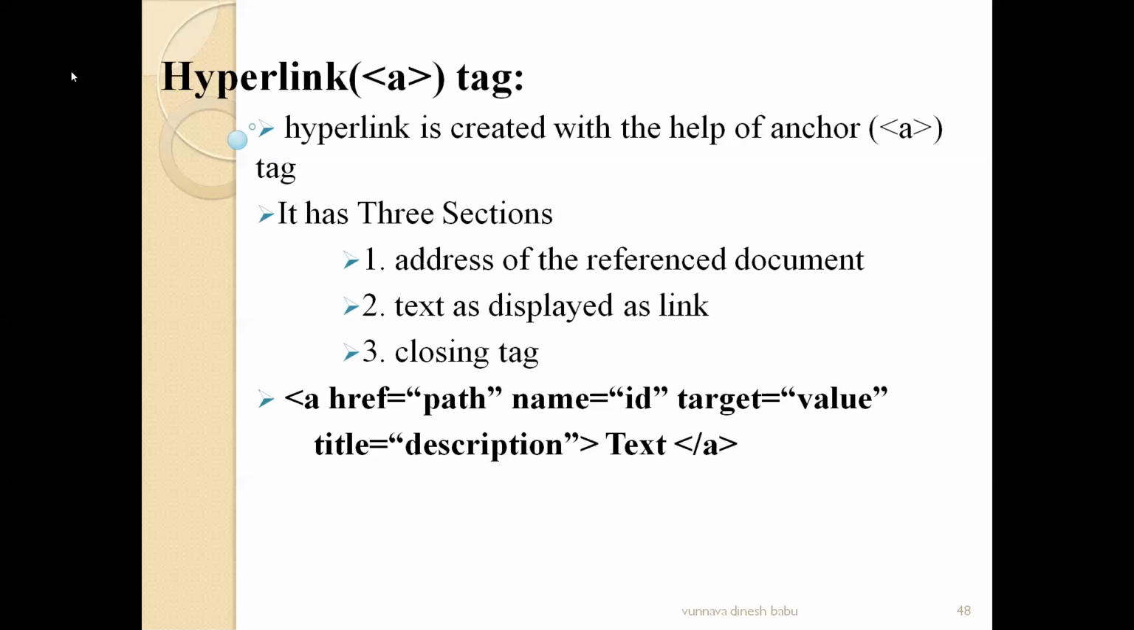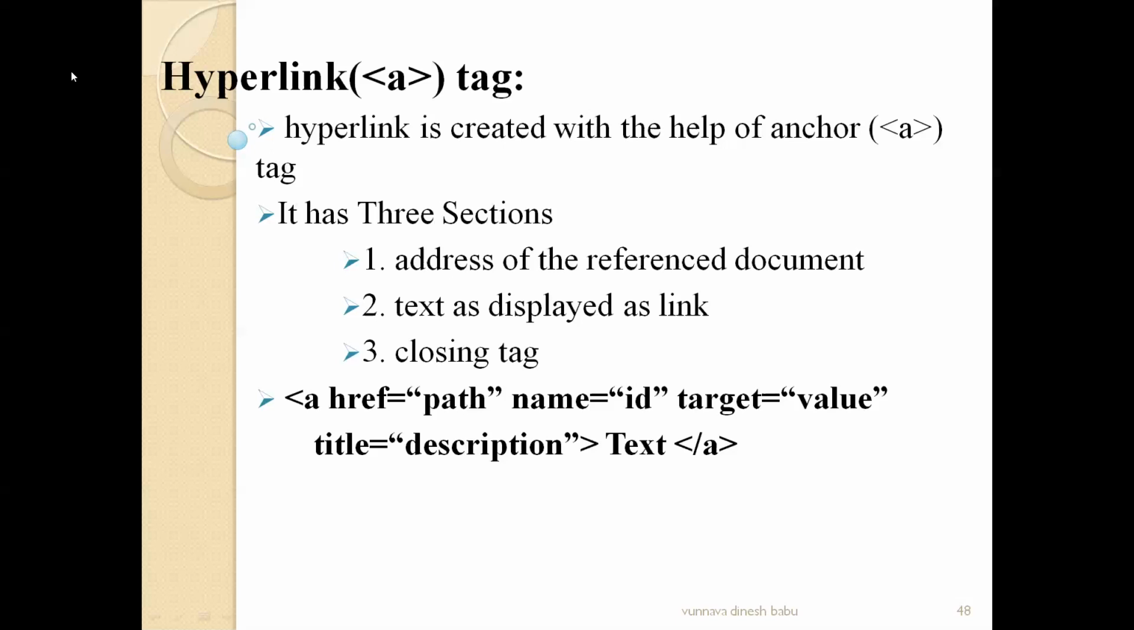And next one, name. Name is another attribute. This name attribute is used for future references. And then target. Target means, if we click on the link, what is your target? Whether you want to open the link on the same web page, on the same tab or a different tab, or on some other browser. So this is the target. I will explain, don't worry.